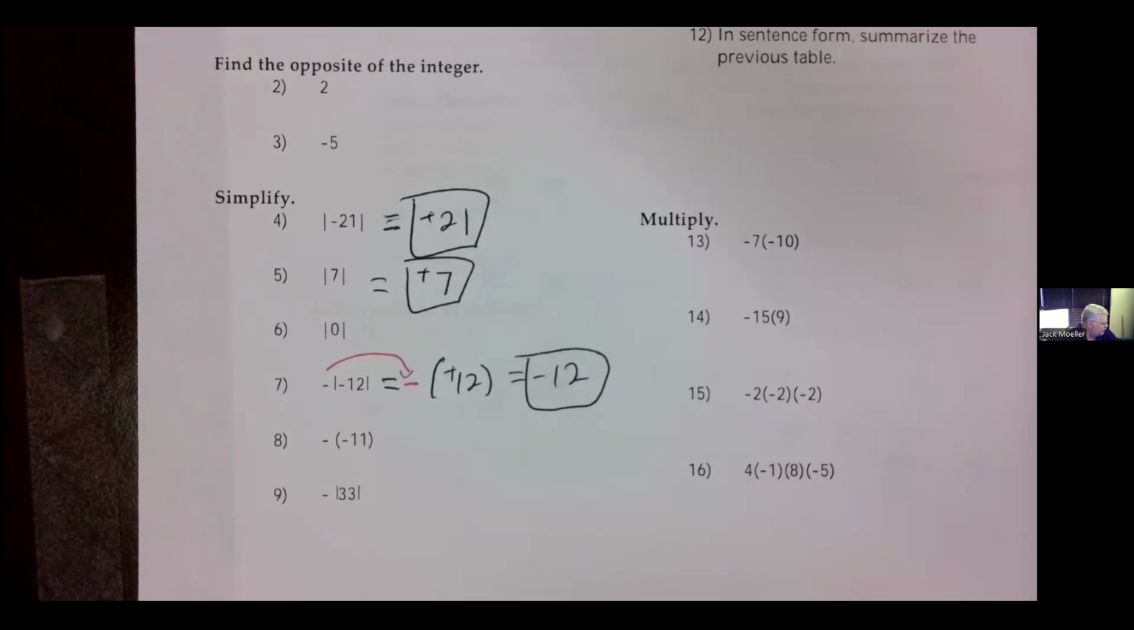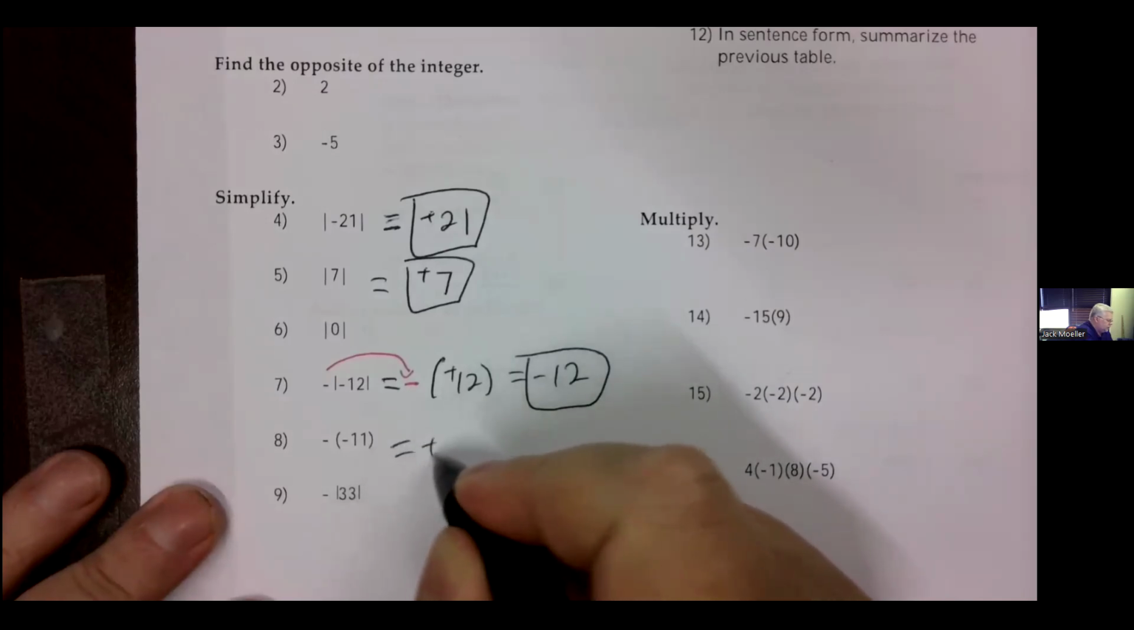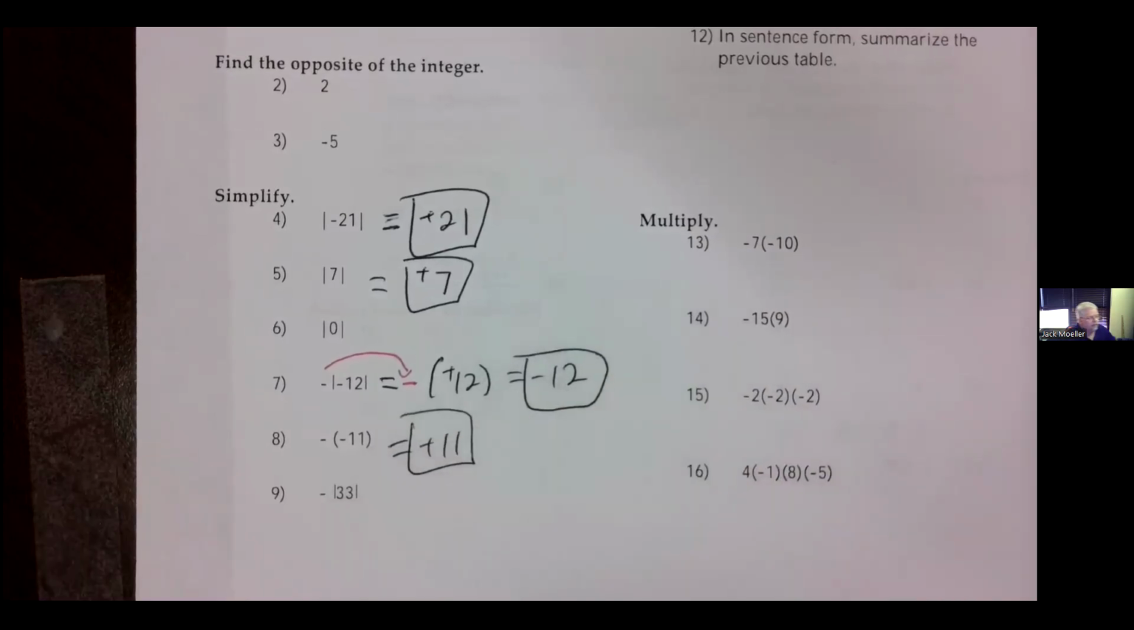Now on number 8, the opposite of -11, there is nothing to do with those parentheses. That's just to separate the signs. So the opposite of a negative number is a positive number. That would be positive 11.